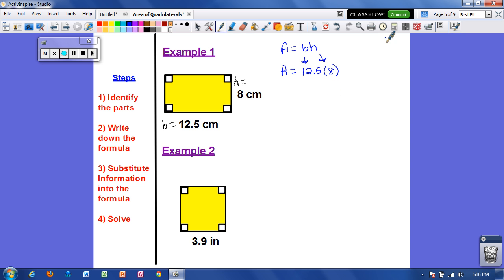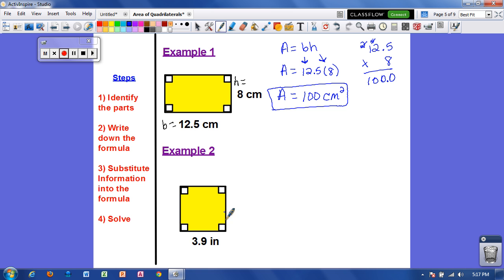So now I'm just going to multiply 12.5 times 8. We know 5 times 8 is 40. 2 times 8 is 16, plus 4 is 20. 1 times 8 is 8, plus 2 is 10. And I have one decimal place, so that means my area equals 100 centimeters squared.